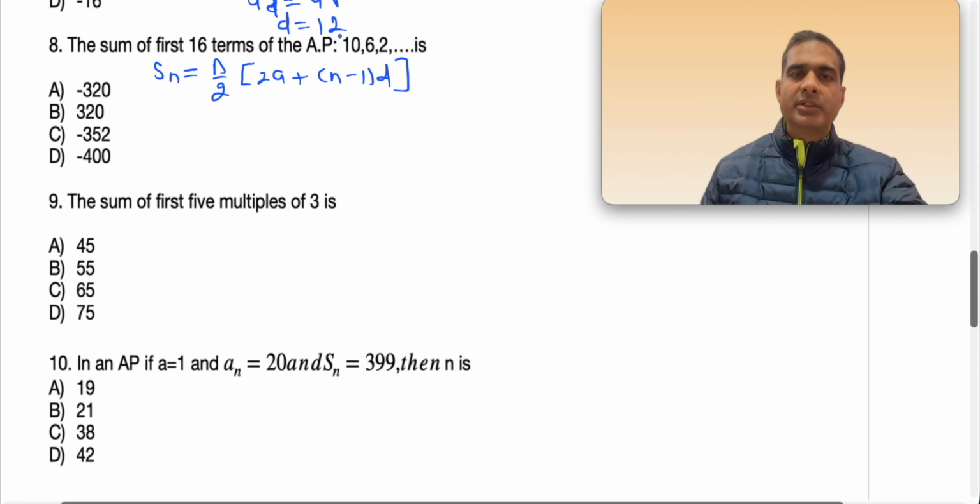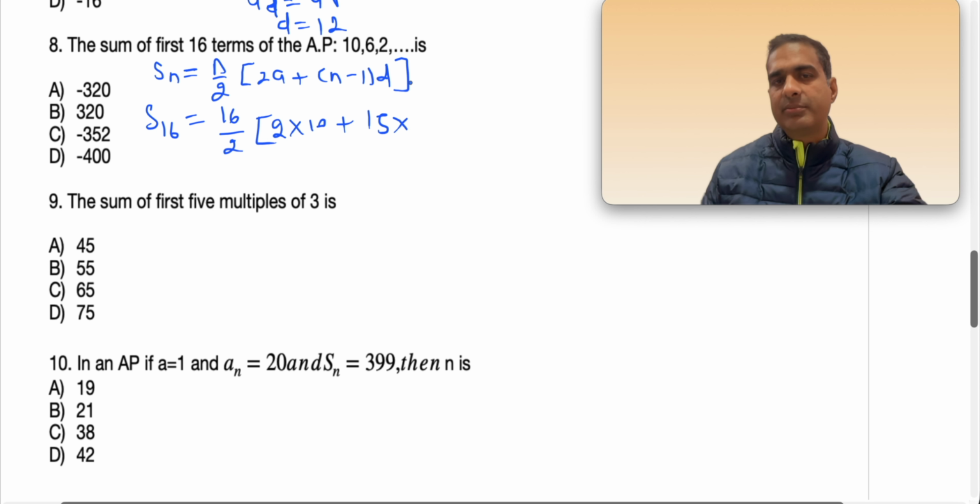So in this question we have to find the sum of first 16 terms, so n is 16. n by 2, n is the number of terms, so here the number of terms is 16. 2 times a, the first term, is 10, plus n is 16, so 16 minus 1 is 15, into d. d is the second term minus the first term, 6 minus 10, that is minus 4.